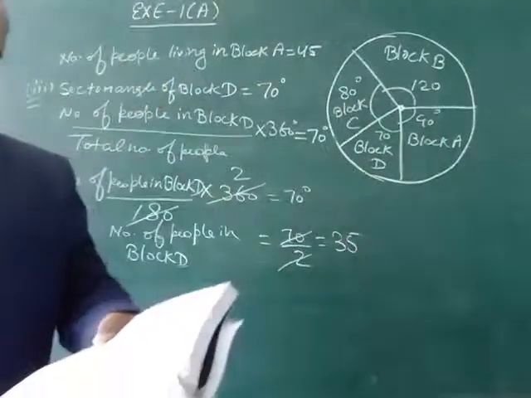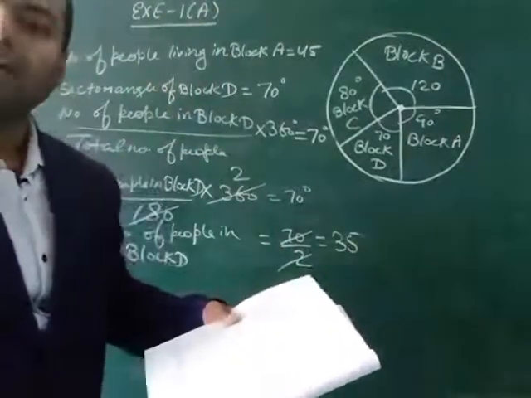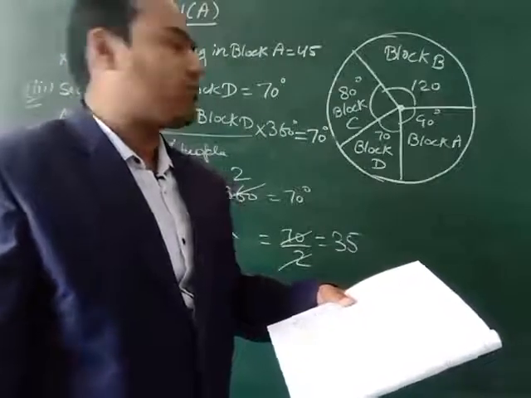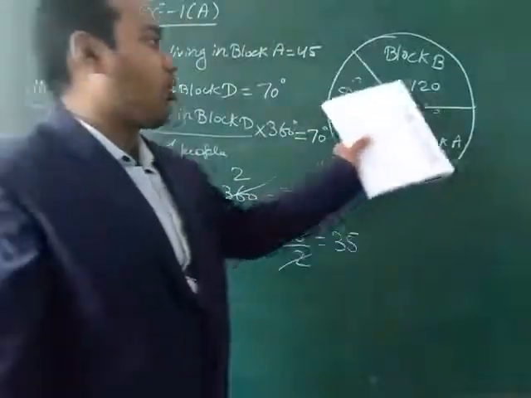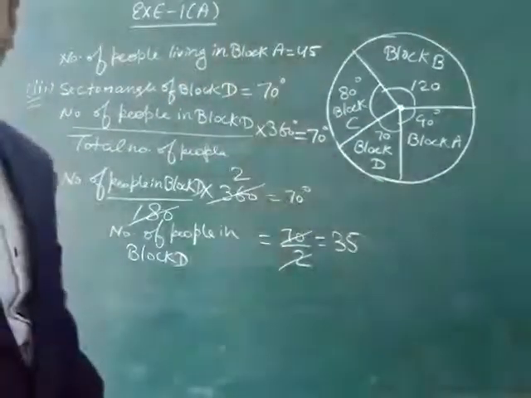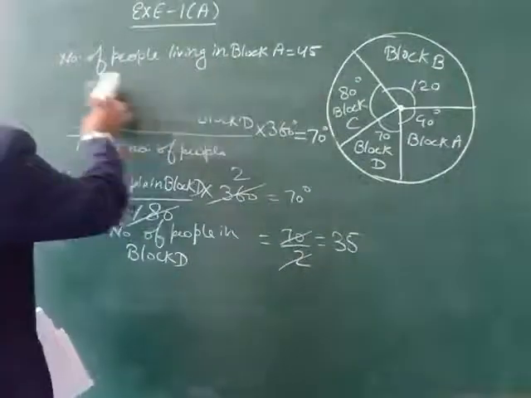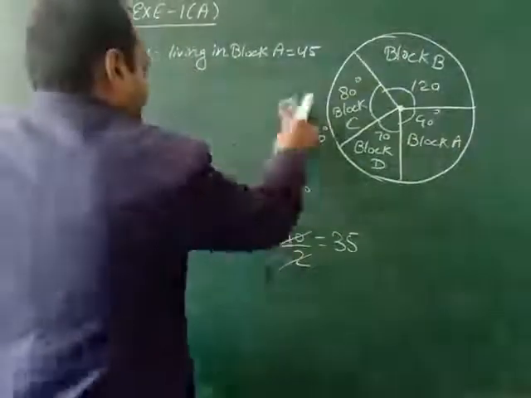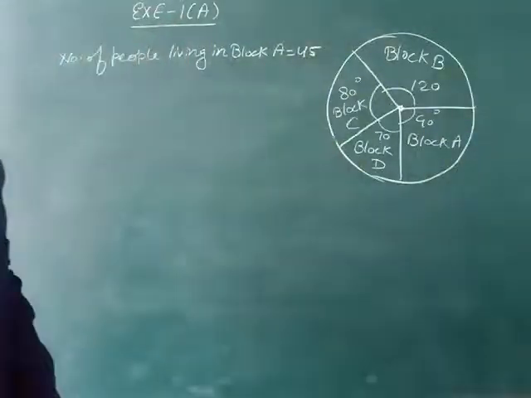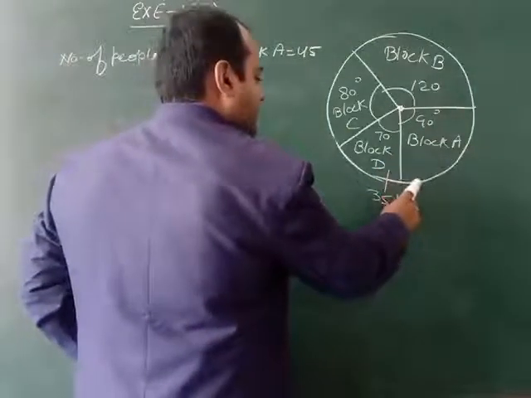Now part number second. Which block has the greatest number of residents? In which block maximum number of people are living, that we have to find. So the sector angle for block B is more. So we will write directly part number 4. This is the answer of part number first. Now part number second. Here we got 35 people are living.